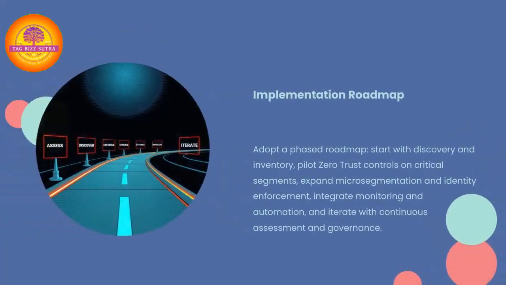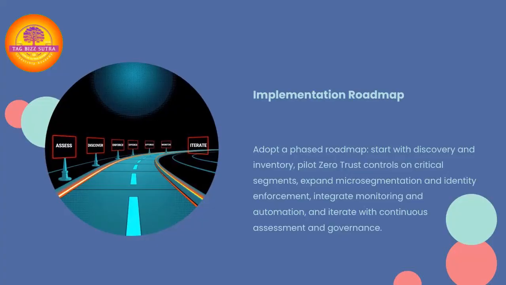Adopt a phased roadmap. Start with discovery and inventory, pilot Zero Trust controls on critical segments, expand microsegmentation and identity enforcement, integrate monitoring and automation, and iterate with continuous assessment and governance.